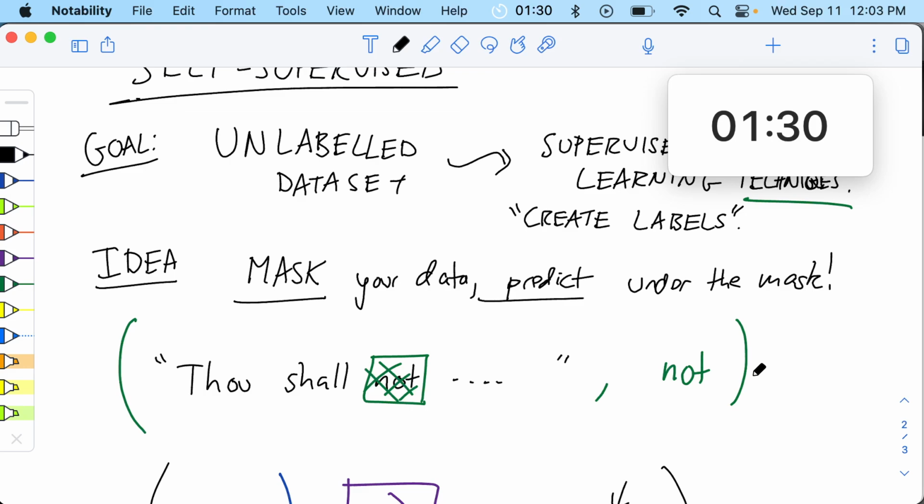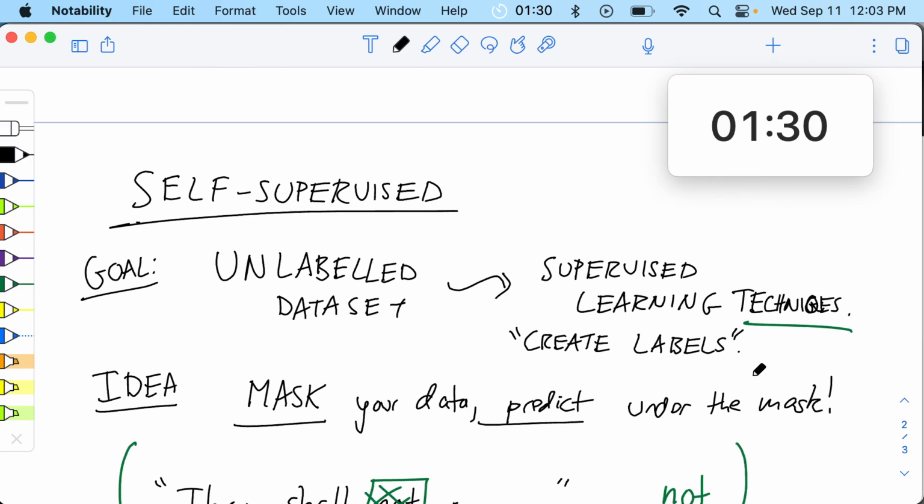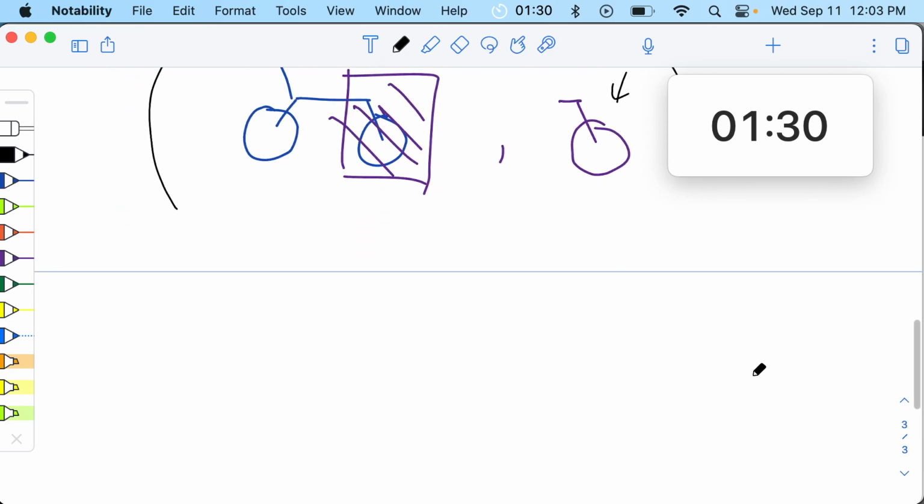Yeah. Sir, are semi-supervised and self-supervised the same? Yeah, this is a great question. Semi-supervised is technically when you do a combination of supervised and unsupervised. Let me write this one down.